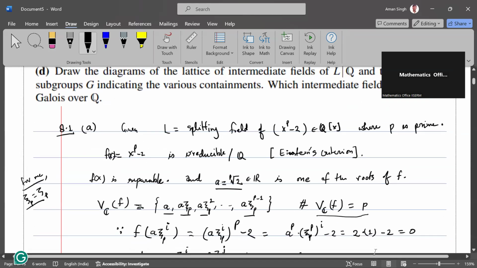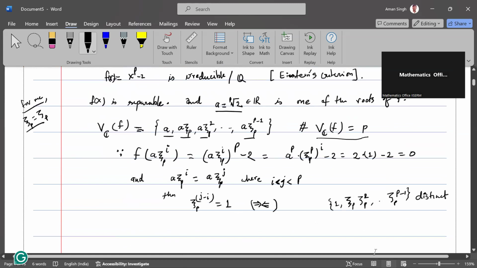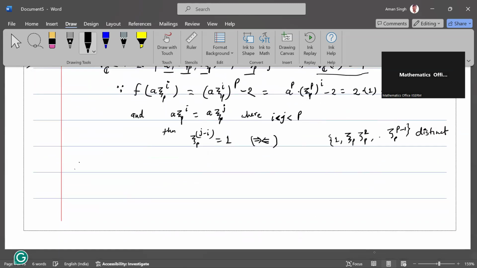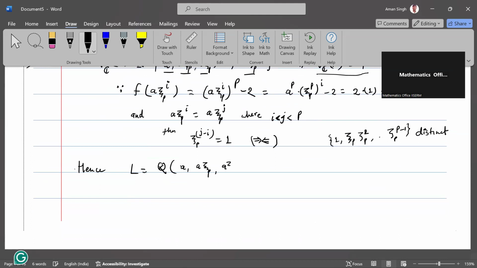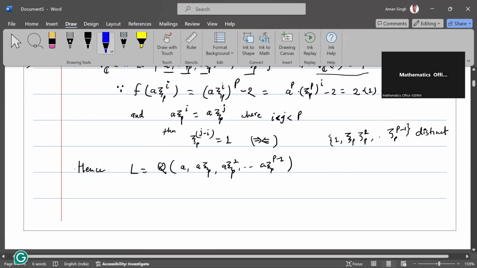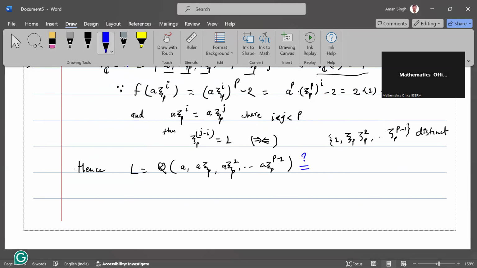We have p roots, separable p roots. So L is a splitting field. So what is L? Hence L is equal to, we will attach all of these roots. What are these roots? A, a zeta p, a zeta p square, and so on, a zeta p power p minus 1. Okay, so we have to show, this is our question mark, if this is the same as Q(a, zeta p).